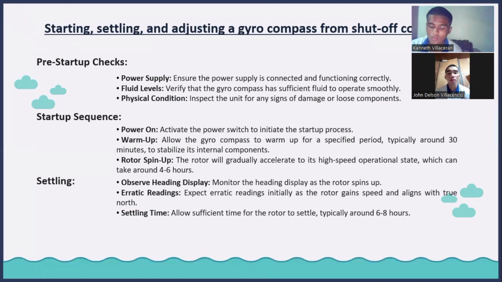Start up sequence. Power on. Activate the power switch to initiate the startup process. Warm up. Allow the gyro compass to warm up for a specific period, typically around 30 minutes, to stabilize its internal components. Rotor spin up. The rotor will gradually accelerate to its high speed operational state, which can take around 4 to 6 hours.